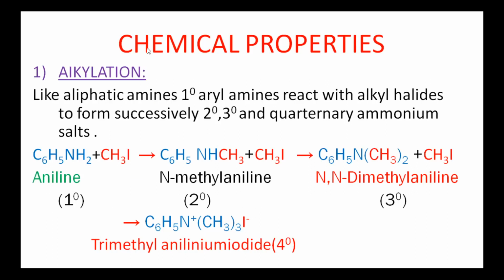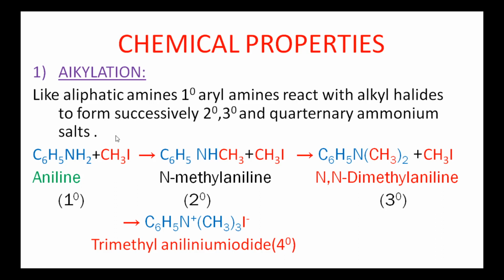Next, chemical properties. Like aliphatic amines, aromatic amines also undergo alkylation and acetylation reactions. In this alkylation, what is alkylation? Alkylation means the substitution of a hydrogen atom by alkyl groups. So, primary aryl amines react with alkyl halides and undergo alkylation to form successively secondary, tertiary and quaternary ammonium salts.